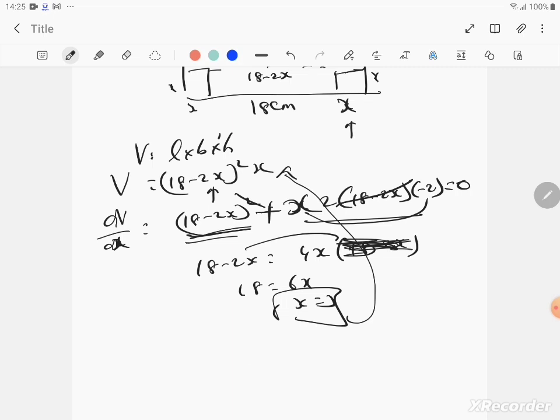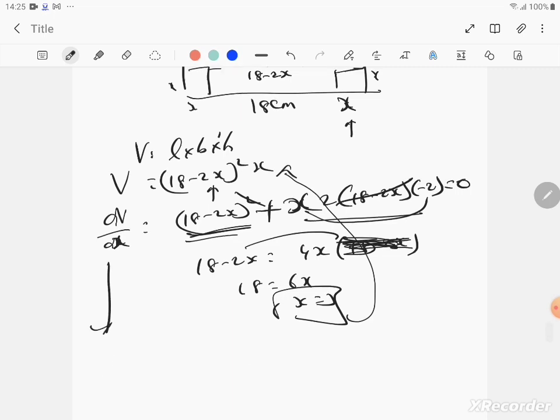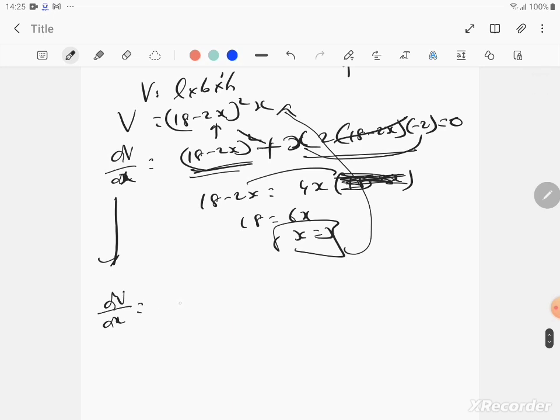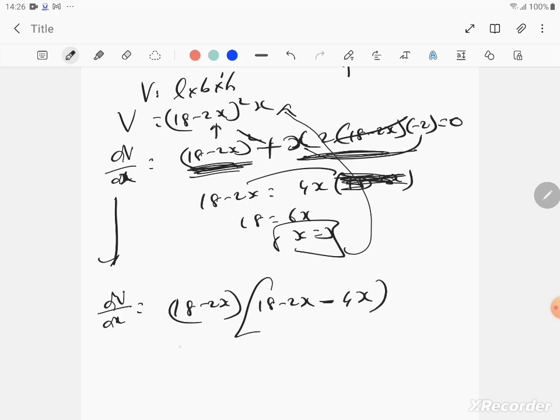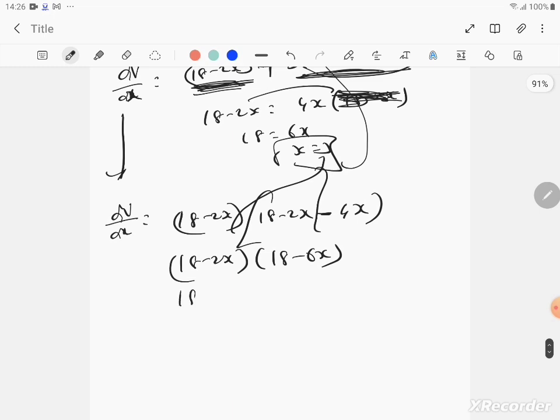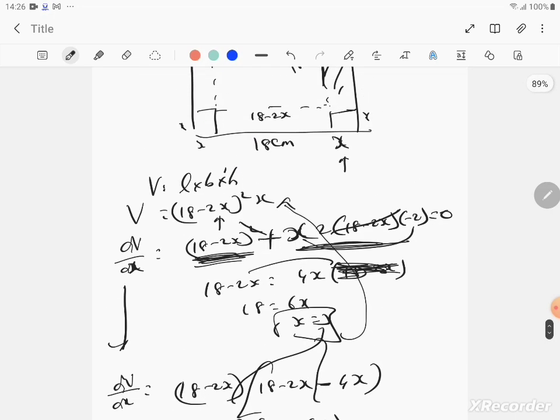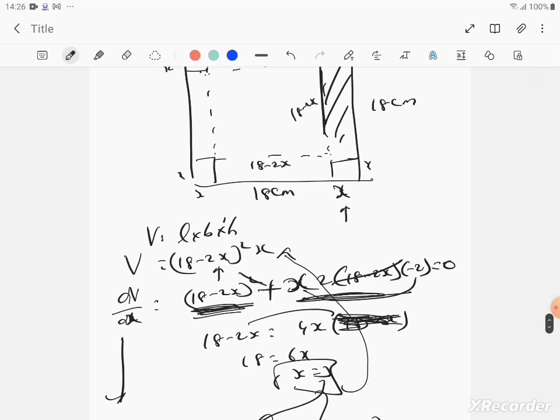Whether you want to verify if it's maximum or minimum, you should do double differentiation, for which you write dV by dx properly, taking out common. 18 minus 2x is common. Apart from that, you have one more 18 minus 2x, which is the balance in this. And here you have a minus 4x left out. And this will be 18 minus 2x into 18 minus 6x. And x itself is 3. So when x is 3, 18 minus 6 times 3 will be 18 minus 18. How can it become 0? Something is wrong. 18 minus 2x into 18 minus 2x into x.